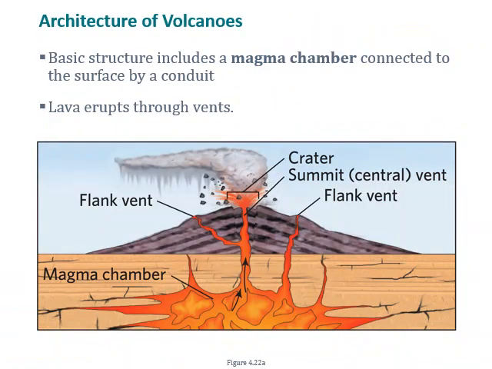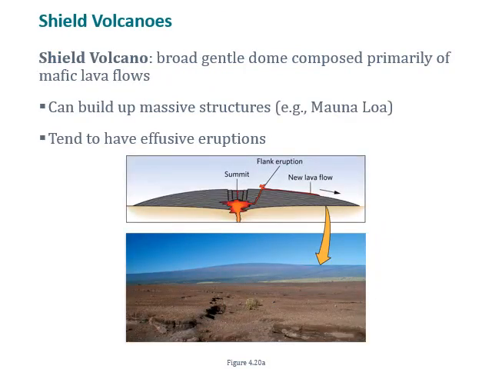Volcanoes have a specific architecture that includes a magma chamber connected to the surface by a conduit, and lava erupts through either main conduits or vents, auxiliary conduits or vents, or flank vents. The different types of volcanoes provide us some information on the composition of the magma beneath them. So shield volcanoes are broad, gentle domes composed primarily of mafic lava flows. These can build up to massive structures.